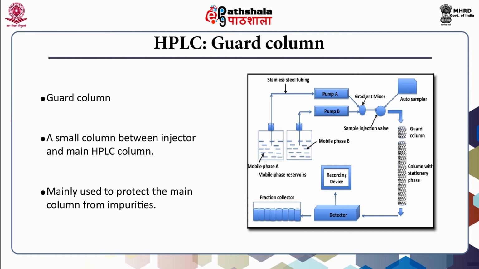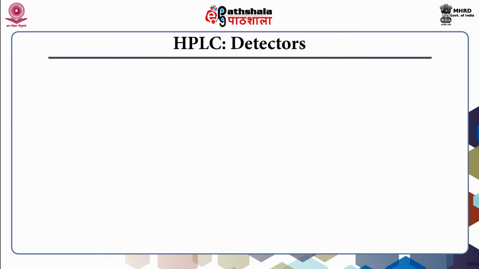So far we have discussed the pumps, the mobile phase, the stationary phase, the stationary phase column formats, the guard column and the injector. Let us discuss the HPLC detector, which comes after the column in the HPLC instrumentation. There are several kinds of detectors in this slide. If you observe, there are almost 9 kinds of HPLC detectors.